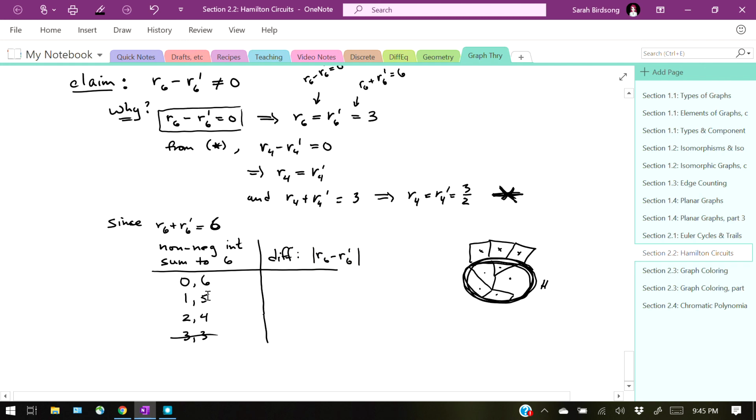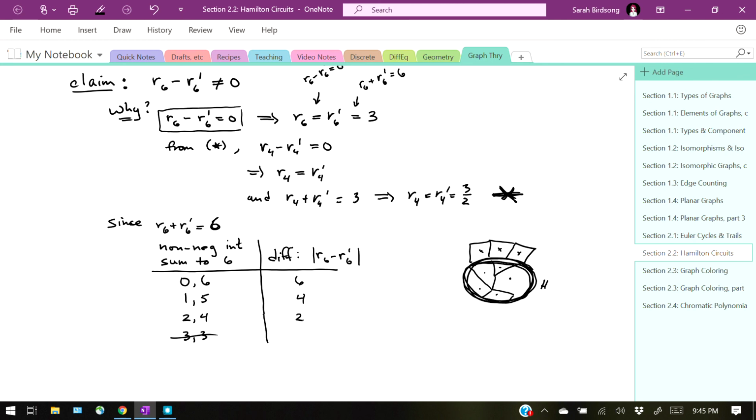So if you subtract 0 and 6, the absolute value of that difference would be 6. If you subtract 1 and 5, the absolute value of that difference would be 4. If you subtract 2 and 4, that would be 2 for the absolute value. And I say absolute value because if you subtract them in the opposite order, you get the same number but negative, so absolute value just says subtract the smaller one from the bigger one.